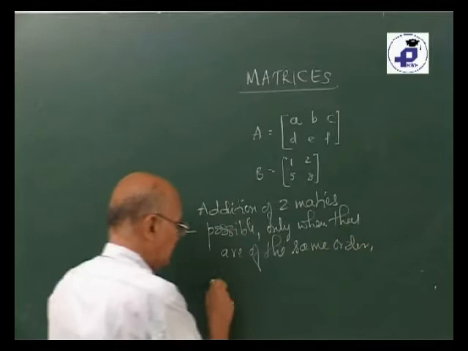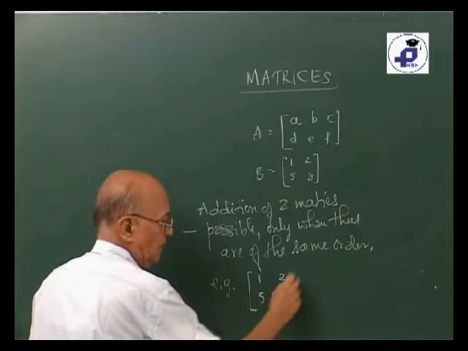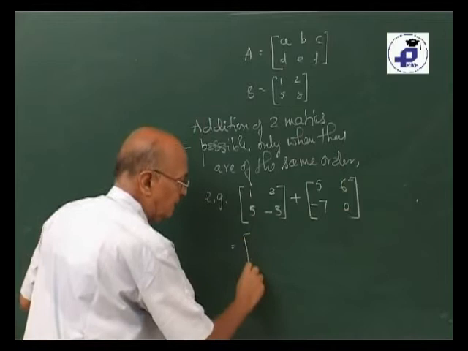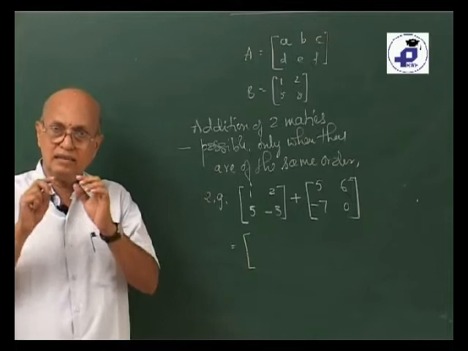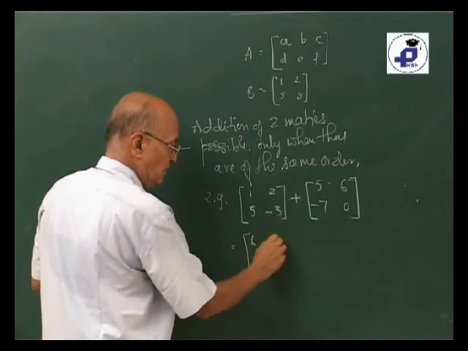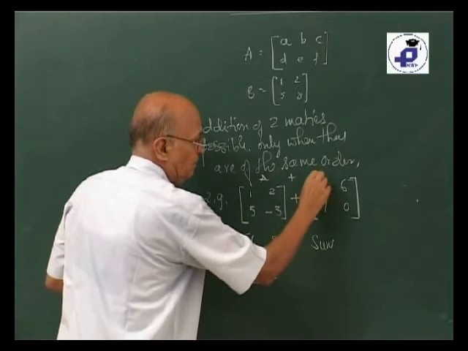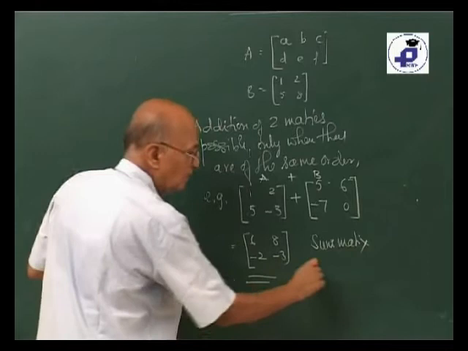For example, you have to add 1, 2, 5, minus 3 plus another matrix 5, 6, minus 7, 0. Then what will be the resultant matrix? You simply add the numbers in the corresponding places. 1 plus 5 is 6, 2 plus 6 is 8, 5 plus minus 7 is minus 2, minus 3 plus 0 is minus 3. This is called a sum matrix. If it is A and B, then the sum matrix is A plus B.